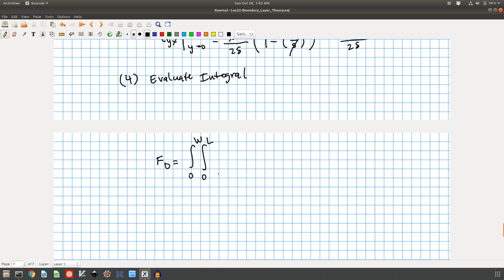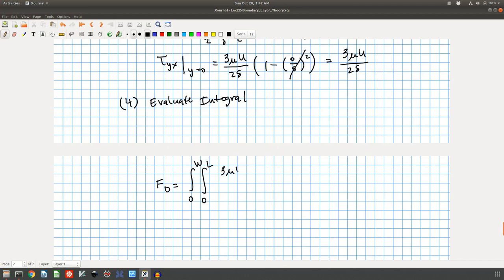All right, so my drag is the integral from 0 to w, 0 to l, of 3 mu U divided by 2 delta. Remember, that's a function of x. Integrating over dx dz. Let me plug some stuff in, because I need to remember what delta is. Remember, delta is the square root of, I had 840 over 39. Do I have that right, or is it upside down?